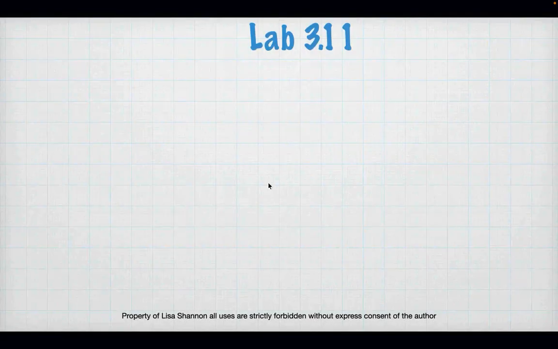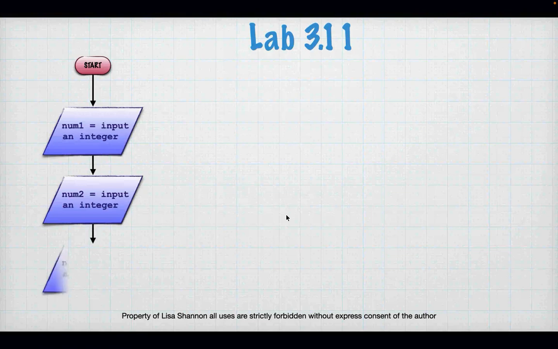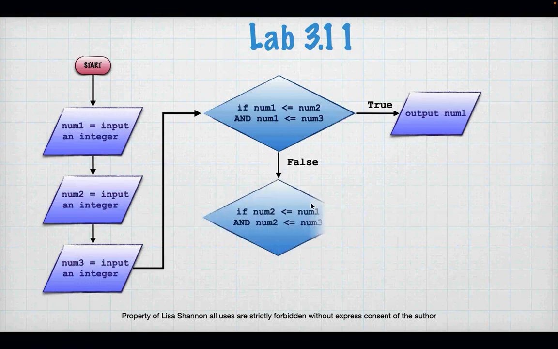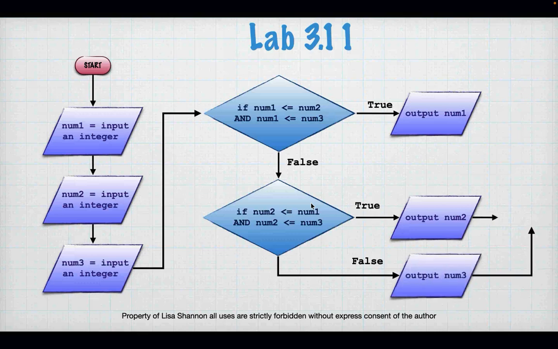Well, how I do that is I have a couple of decisions to make. Somebody's going to input an integer, a second integer, and a third integer. So we just got 3 ints, we got to check. Here's where you have to use a compound if statement. It says if num1 is less than or equal to num2, true or false, and num1 is less than or equal to num3, then you know that num1 is the smallest number.